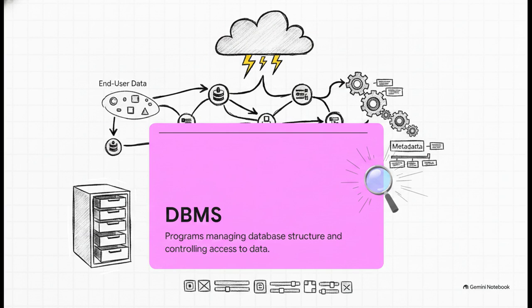Crucially, it houses 2 specific types of data. First, end-user data, which are the raw facts we just discussed. Second, metadata. Metadata is literally just data about data. It describes the characteristics of the data and the set of relationships linking the data within the database. Think of the database as a highly organized electronic filing cabinet. The Database Management System, or DBMS, is the intermediary software program that manages this cabinet structure and controls all access to the data stored inside it.